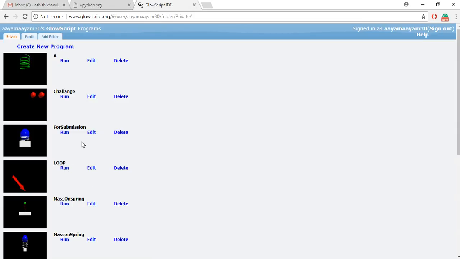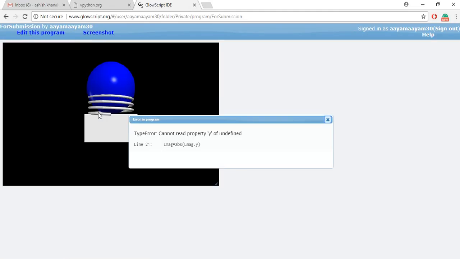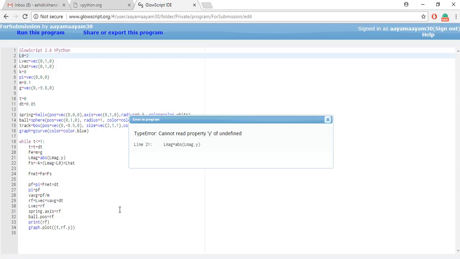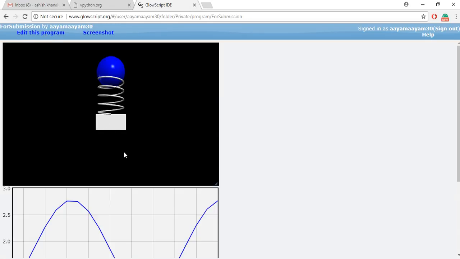Sorry, mass on the spring. At line 21, the L mag, previous L vector, sorry, it's the L vector times. So this is our model.